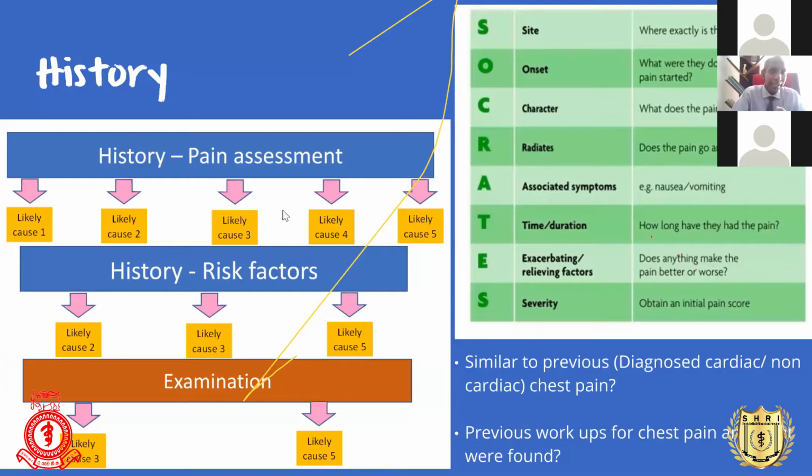So risk factors analysis is the next step. Then we can shortlist your differential diagnosis, and then you can go for the directed examination. Let's see how we're going to do that. And then we can shortlist.